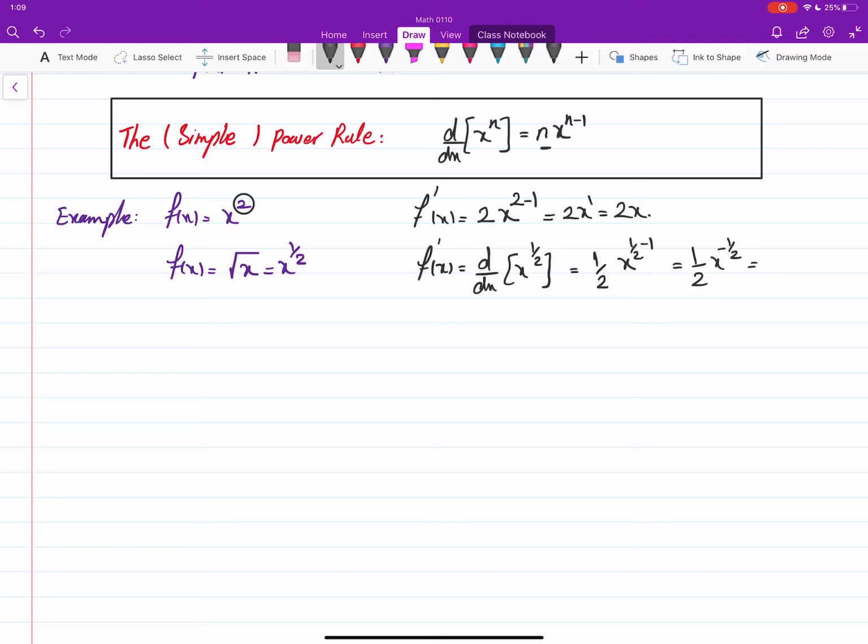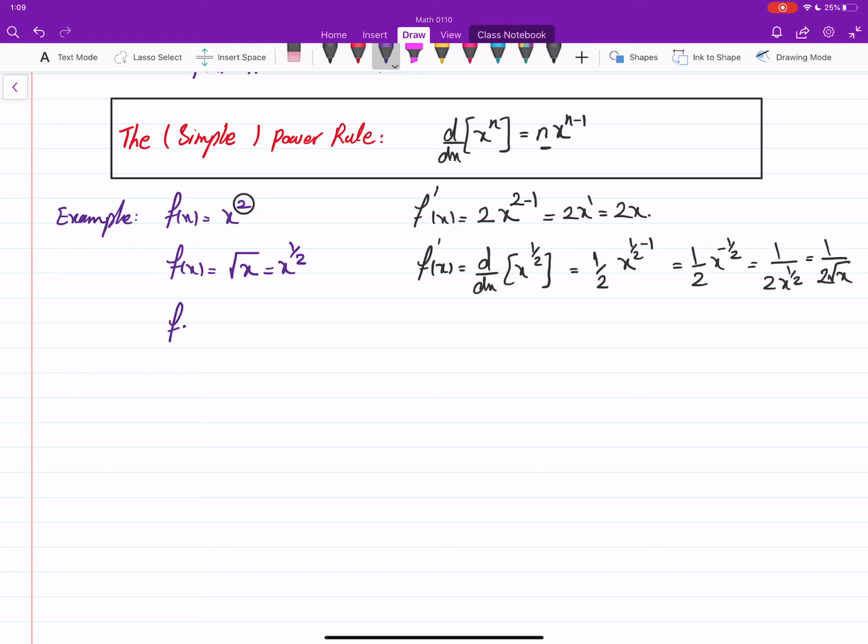Let us just write this in a little better way. This negative power, we can take it downstairs and write it like that. And we know that x to the power 1 over 2 is root x. So we have 1 over 2 root x.